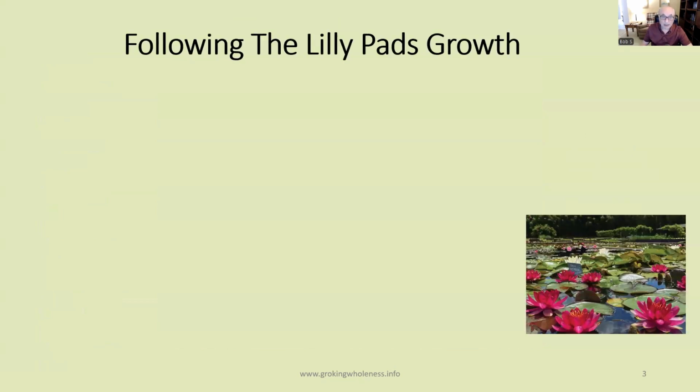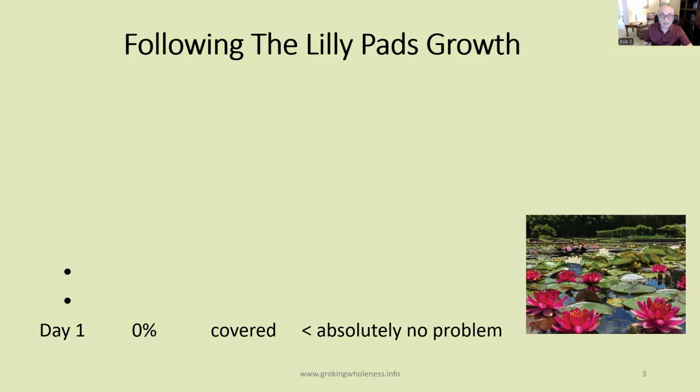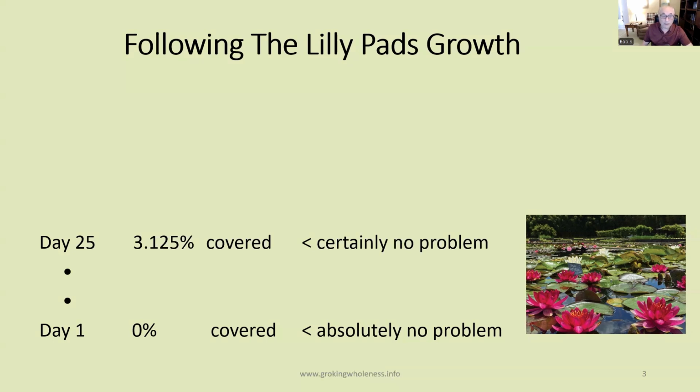So let's follow the lily pad growth. On day one, obviously, there's nothing in the pond, so there's no surface area covered, so there's absolutely no problem with the pond. On day two, you don't hardly notice anything, one or two plants at most. Day three, and so on. Eventually, you get to a point, and let's call it day 25, where 3.1% of the pond is covered. Where I got that number, 3.125, will become obvious in a few minutes. Just bear with me. Certainly on day 25, assuming we double in area every day, there's no problem. Only 3% of the pond is covered.